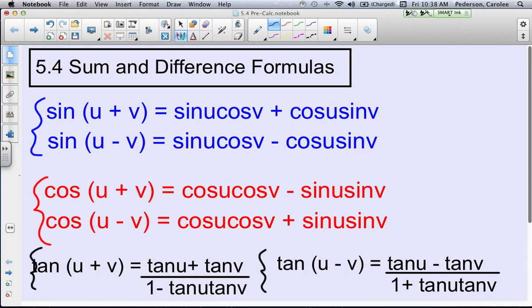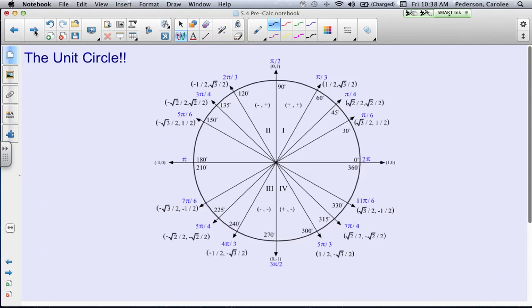You do want to have your unit circle out on your desk again today for your lesson. Remember that on the unit circle, these are the ordered pairs from 0 to 2 pi. This ordered pair, x and y, for 30 degrees or pi over 6: this is the cosine, the x, and this is the sine.